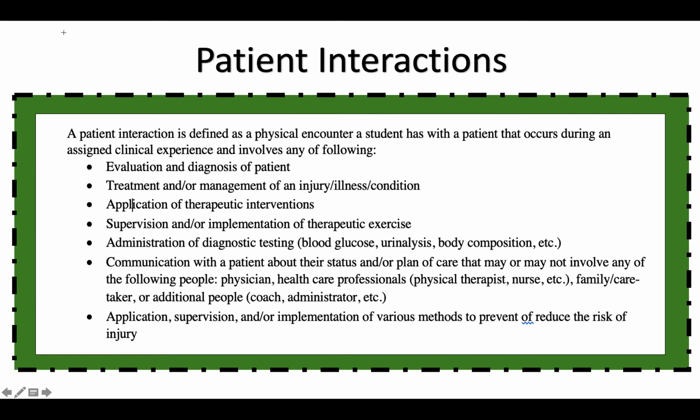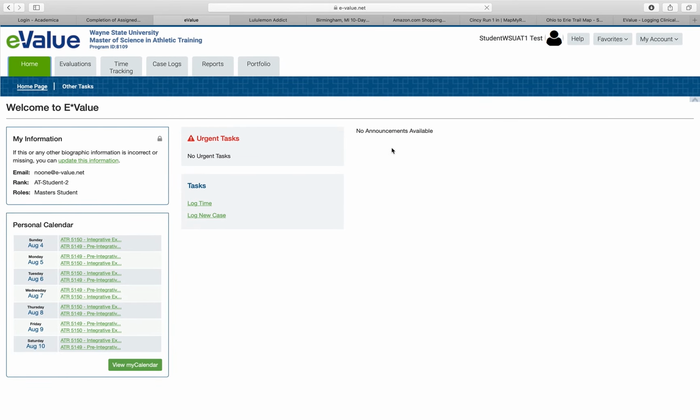So now that we have an understanding of what a patient interaction is, we can look at how to log that on EValue. When you log into EValue, this will be your home screen. There are two ways to log a case or a patient interaction. You can click on this tab, Log New Case, or you can go up to Case Logs. So we'll click here.